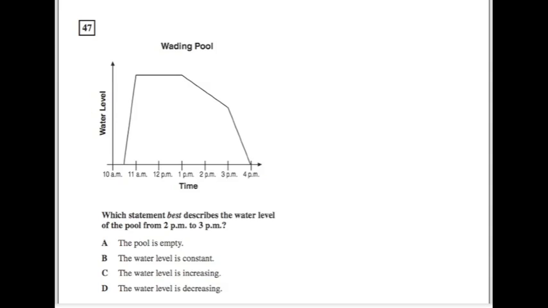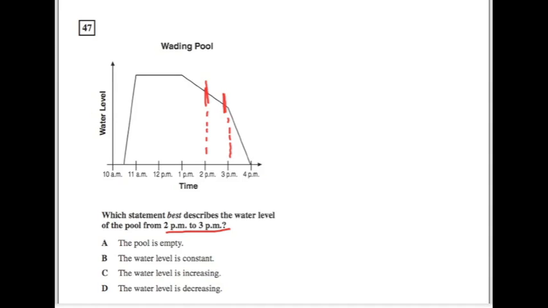It is the wading pool. So which statement best describes the water levels of the pool from 2 p.m. to 3 p.m.? So let me see. From 2 p.m. is right here. So I'm going to go ahead and mark it right here. And to 3 p.m. is right here. So as you can see, I'm going to put a little dotted line here so you can see that I lined it up with the appropriate times that said in the description right here.